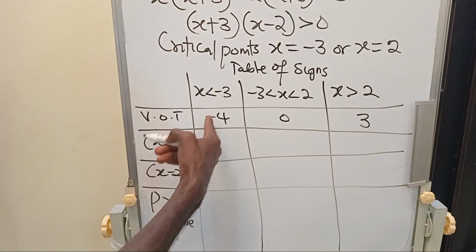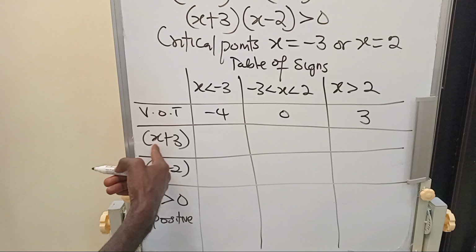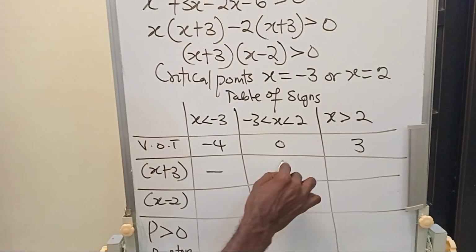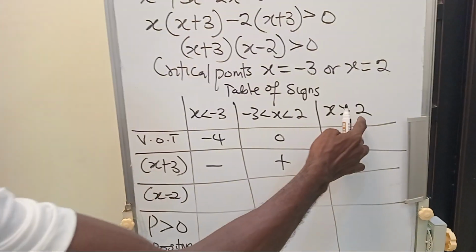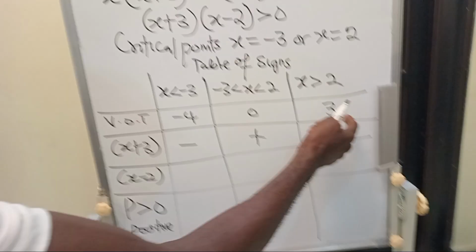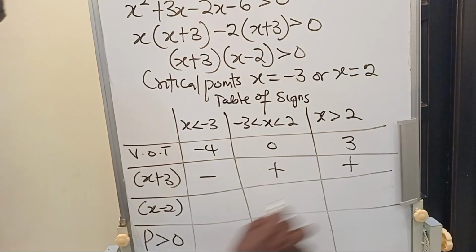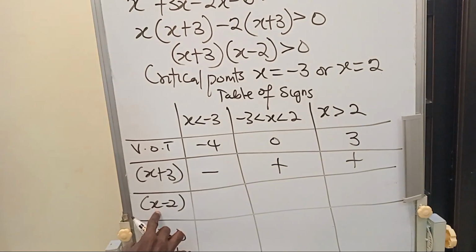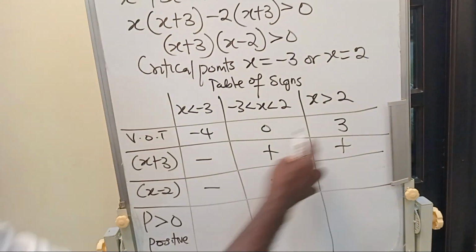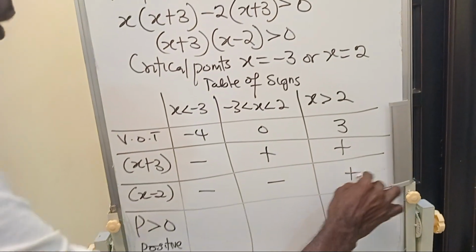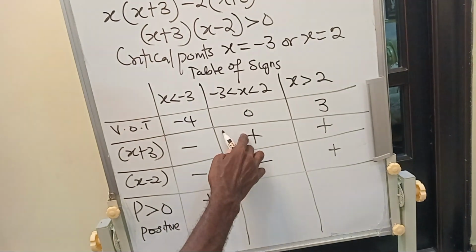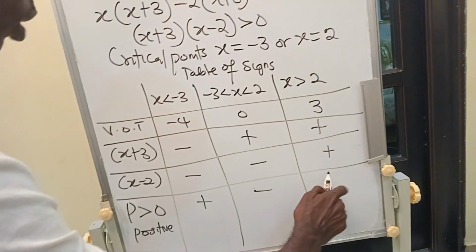If I take minus 4 and substitute here, I get a negative number. If I take 0 and substitute here, I get a positive number. If I take a number greater than 2, which is 3, and substitute here, I get positive. Also, for the second factor, if I pick minus 4 and substitute, I get negative. For 0, I get negative. And for 3, I get positive. So the product will give us positive for the first region, negative for the middle, and positive for the last.